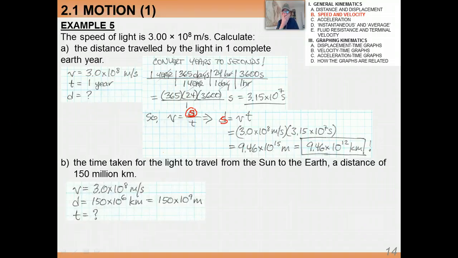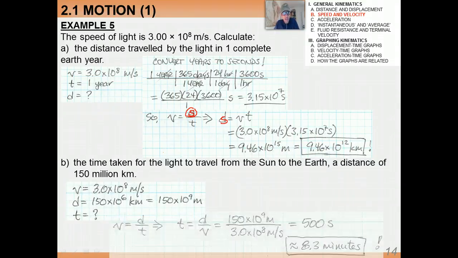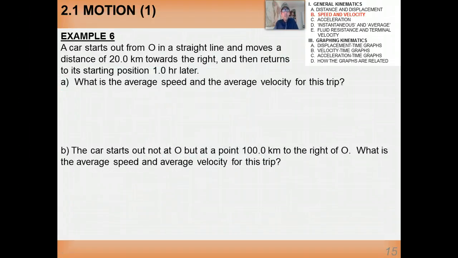All right, the time taken for light to travel from the sun to the Earth is an equally easy question. Okay, I'm changing my D to S. We don't use D anymore for displacement or distance. We use S. And I got about 8.3 minutes. This is pretty cool. It means that if the sun were to blow up or to stop burning all of a sudden, we wouldn't know about it for between 8 and 9 minutes. Man, pretty cool.